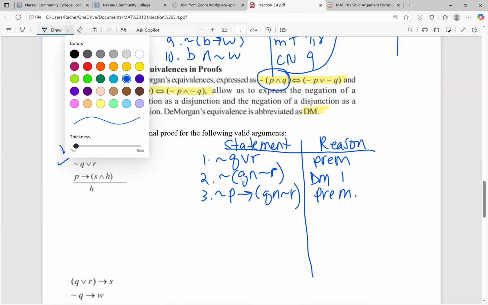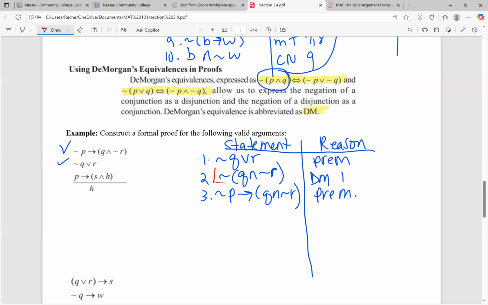And then now I see the pattern for modus tollens, right? I have a conditional statement and another statement that's the negation of the right-hand side of the conditional, right? You see how I have a not Q or R, and then the right-hand side of the conditional is Q and not R. So it's just the negation.